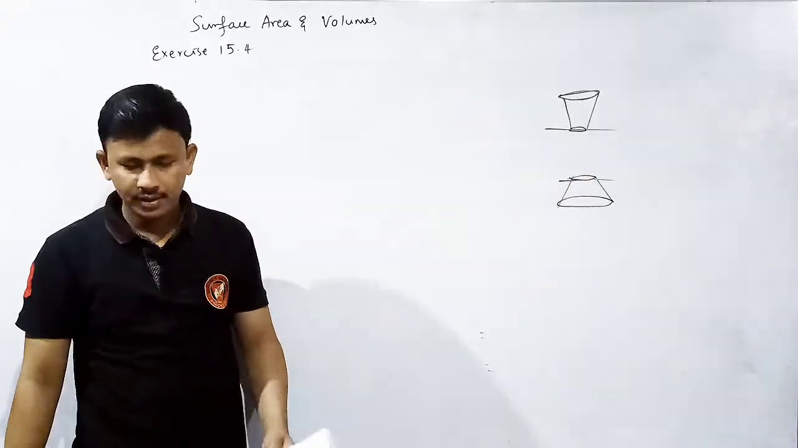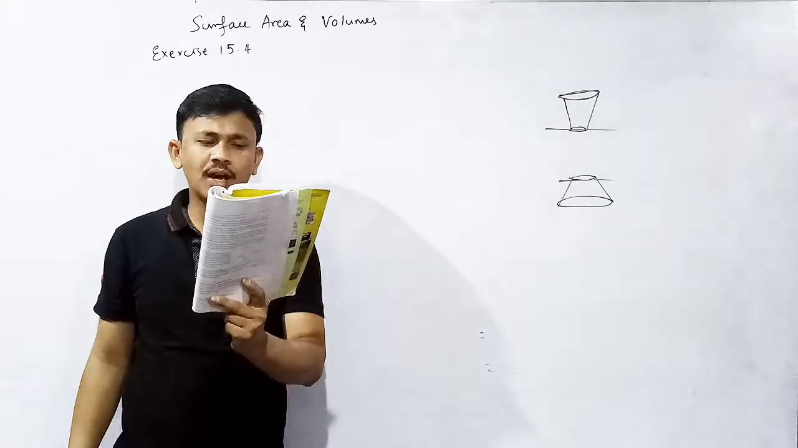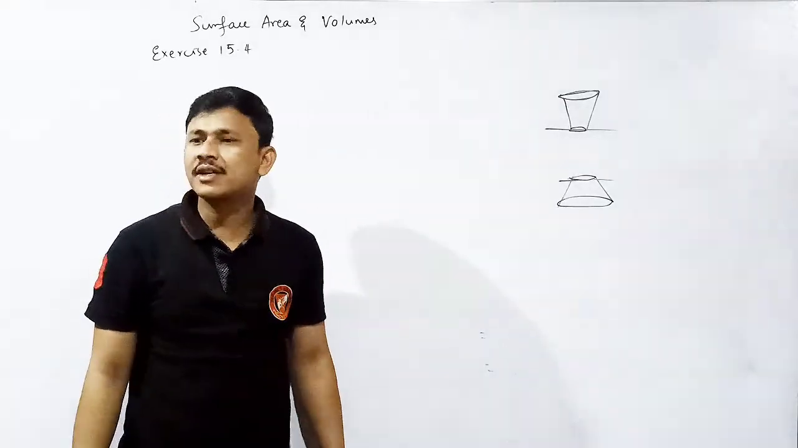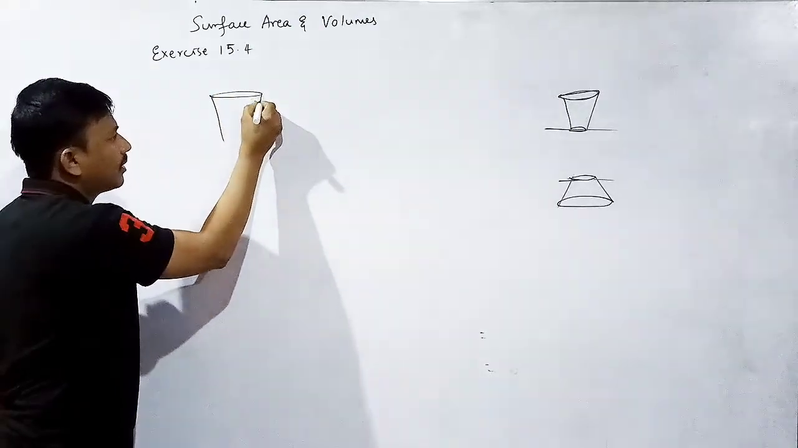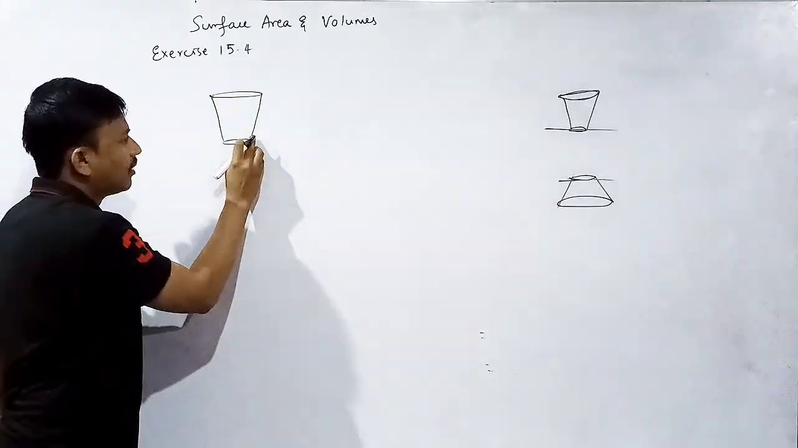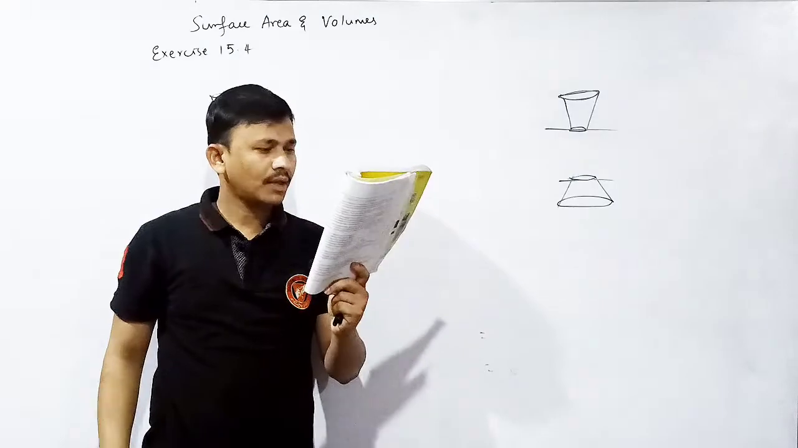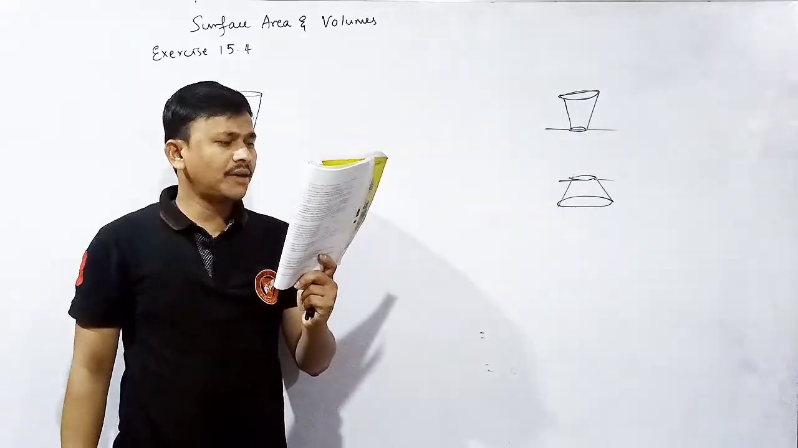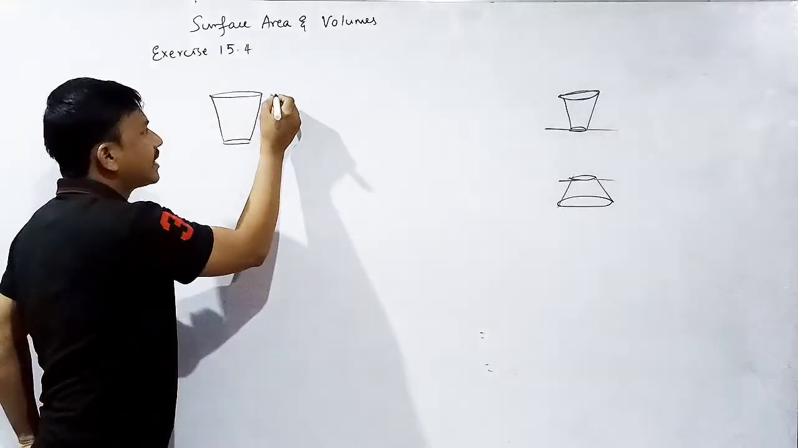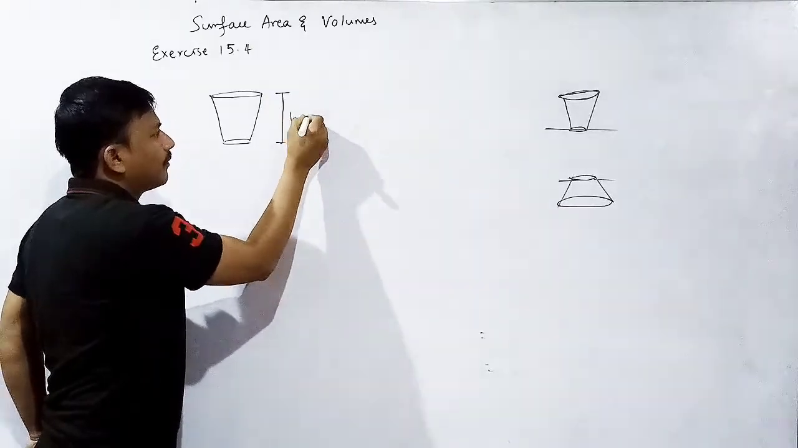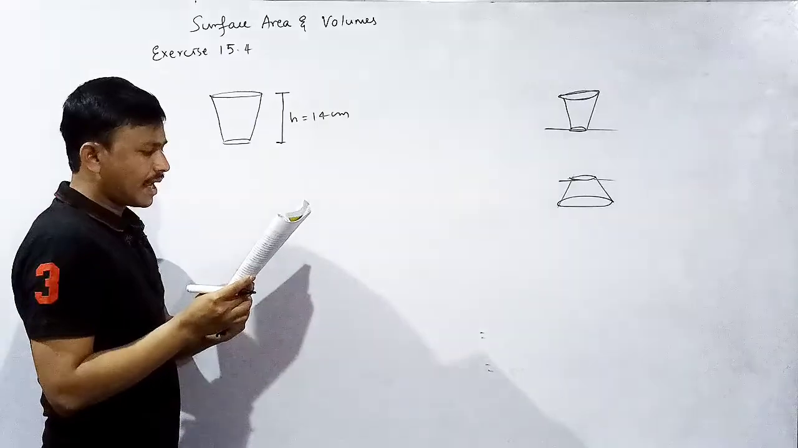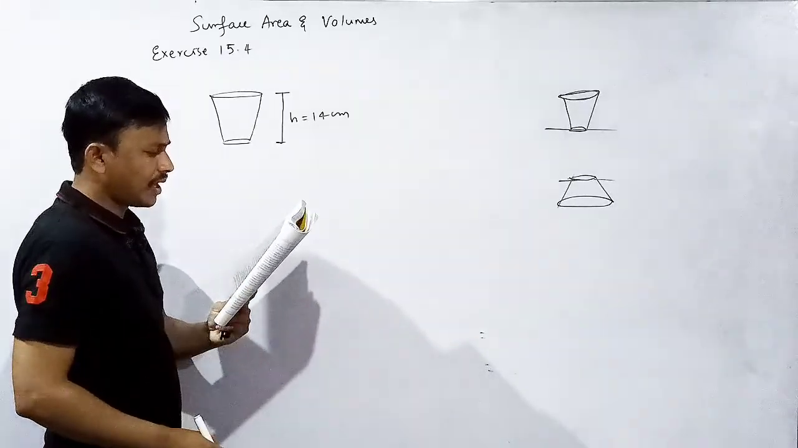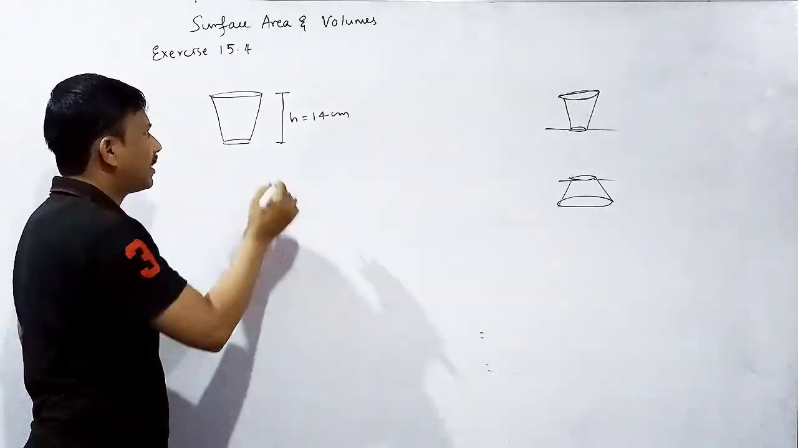Correct? The question is, a drinking glass is in the shape of a frustum of a cone. They have given a drinking glass. Then, the height of the drinking glass is 14 centimeter. What is the height here? 14 centimeter. Next, the diameters of its two circular ends are 4 centimeter and 2 centimeter.